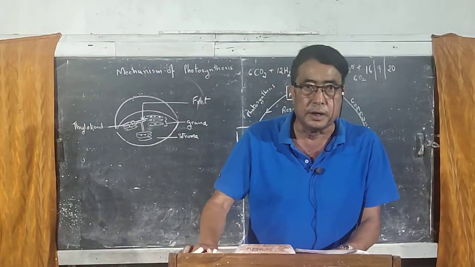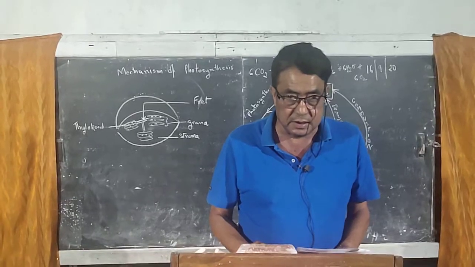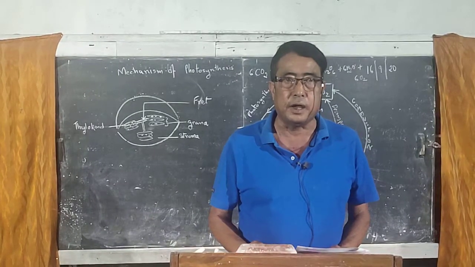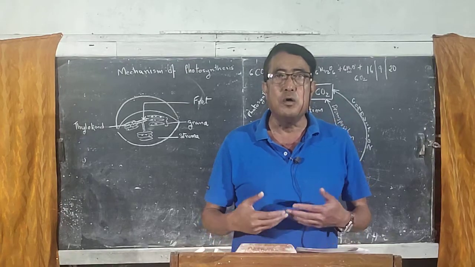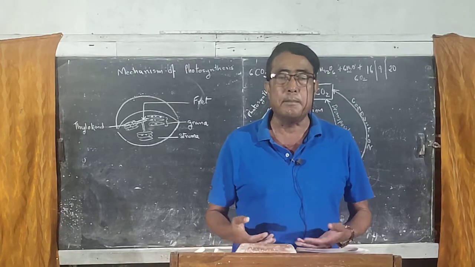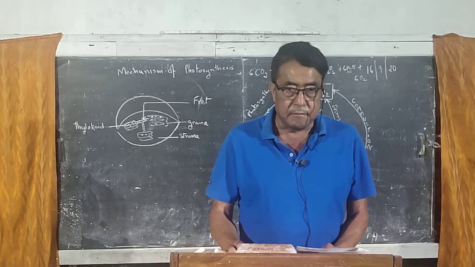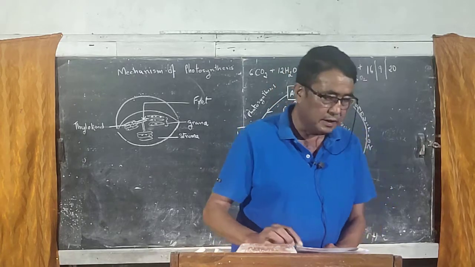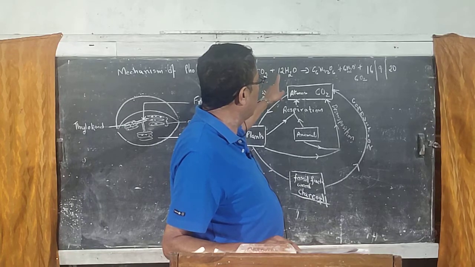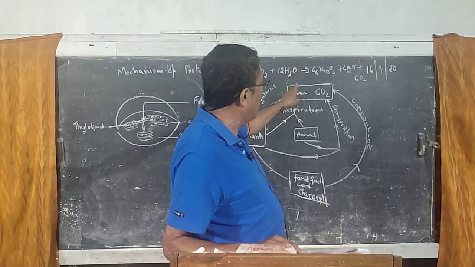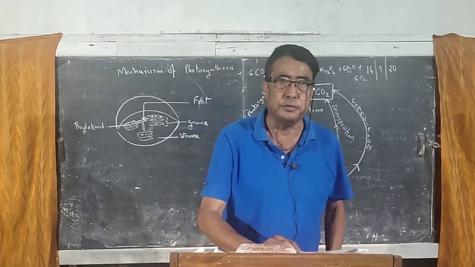Okay, morning students. Today's chapter is photosynthesis, and today we are going to do the mechanism of photosynthesis, which means how plants manufacture food. Photosynthesis, we have dealt with it, the equation is there. Carbon dioxide is required, water is required, starch is produced, and water and oxygen are produced.